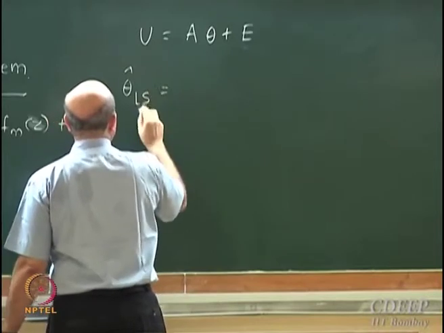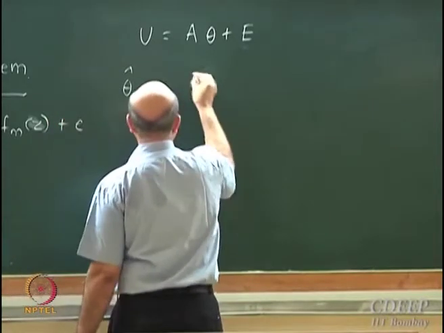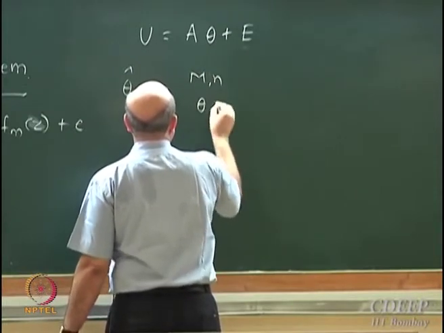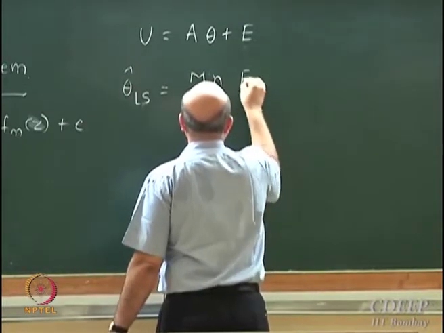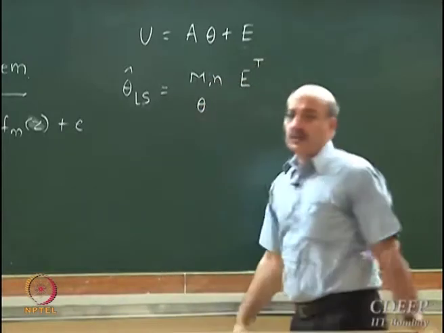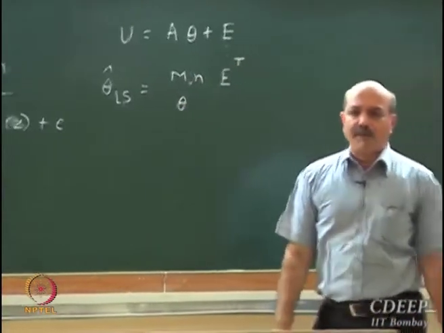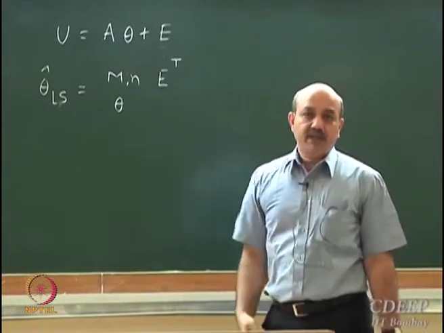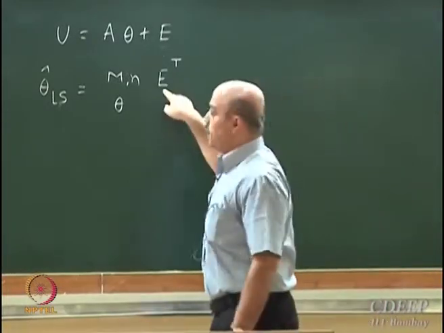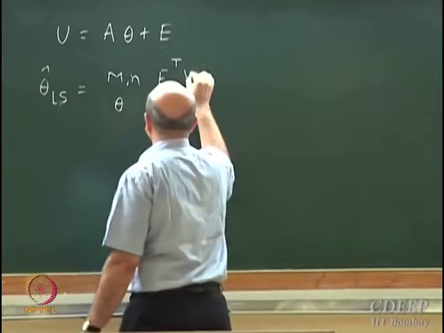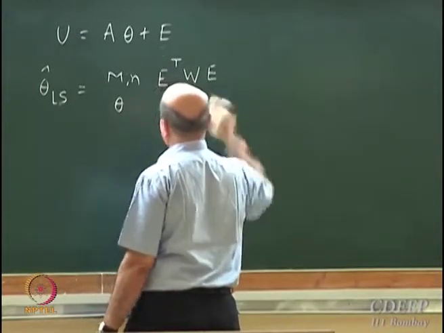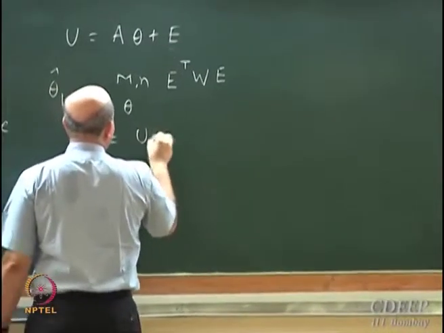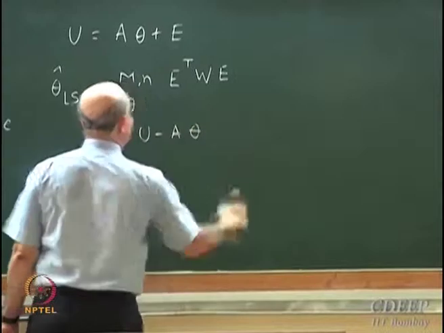U is equal to A theta plus e, where e is the modeling error, and then we found out theta least square is equal to minimize with respect to theta E transpose E. Now I am going to make a small modification here as compared to the previous development. I am going to say here E transpose W E, where E is equal to U minus A theta.